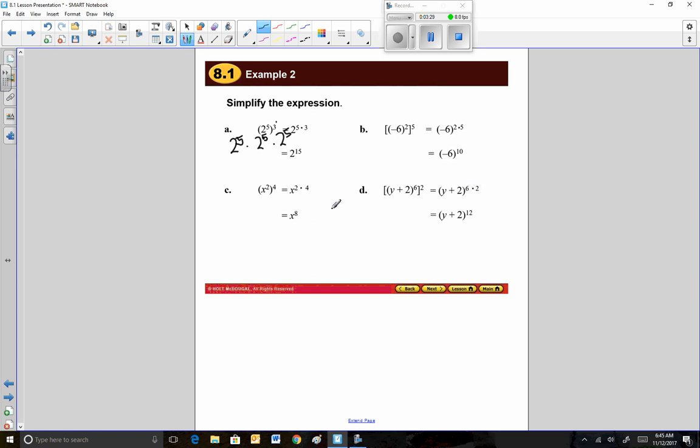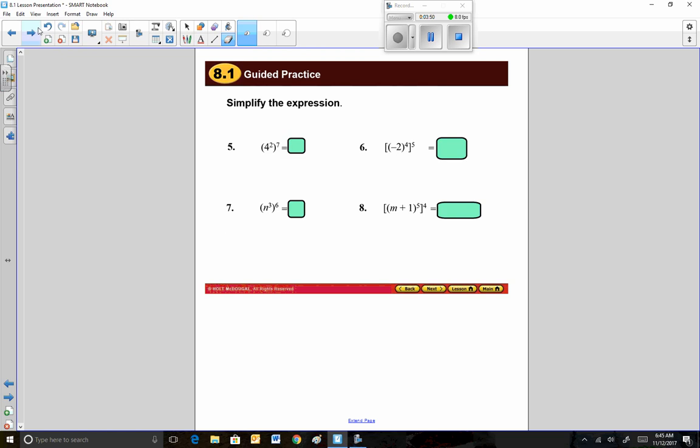Notice every single one of these problems, when it has a parenthesis or a bracket, we just take 3 times 5 and put it to the 15th power, 4 times 2 to the 8th power, 5 times 2 to the 10th power, and 2 times 6 to the 12th power. Now it's your turn to try. Pause your video and try these 4 questions.